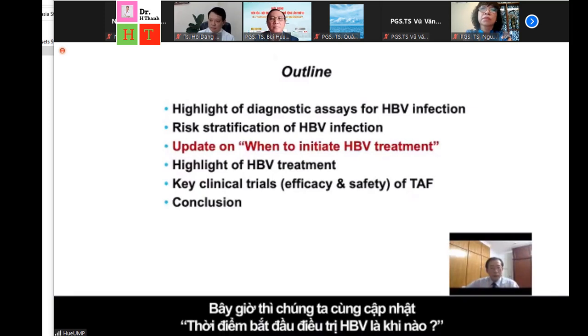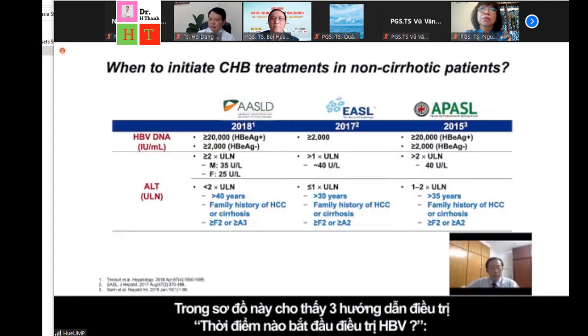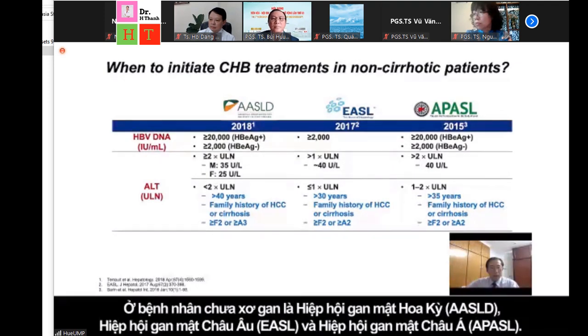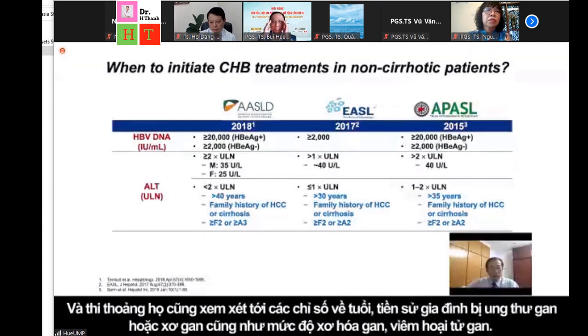Let's move on to the update on when to initiate HBV therapy. This table shows the three international guidelines about the initiation of HBV therapy in non-cirrhotic patients. So the AASLD, EASL, and APASL HBV guidelines, as you can see, are all based on HBV DNA and ALT level. And sometimes they will consider the age of the patients, the family history of HCC or liver cirrhosis, and also the liver histology severity, including fibrosis and the histological activity.